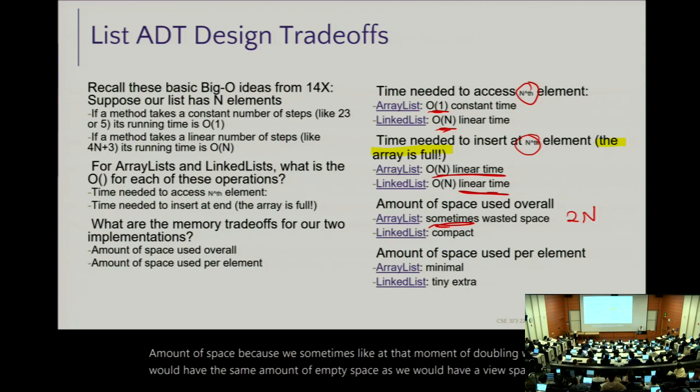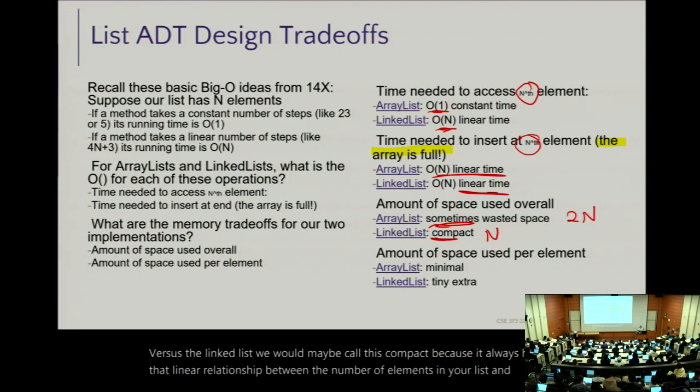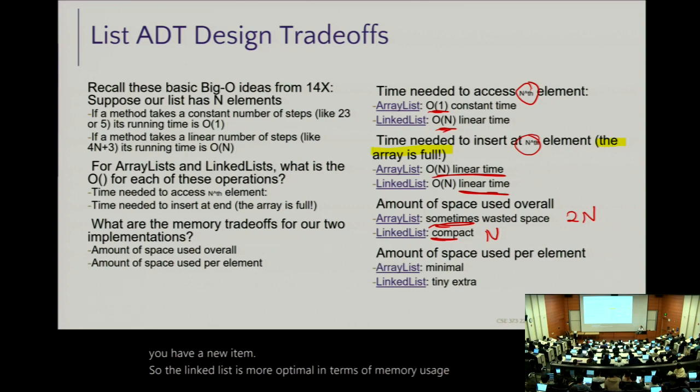Versus the linked list, we would maybe call this compact because it always has that linear relationship between the number of elements in your list and the number of nodes that you have. Because you just make a node every single time you have a new item. So the linked list is more optimal in terms of memory usage than the array list. Now, that's the amount of space used overall.